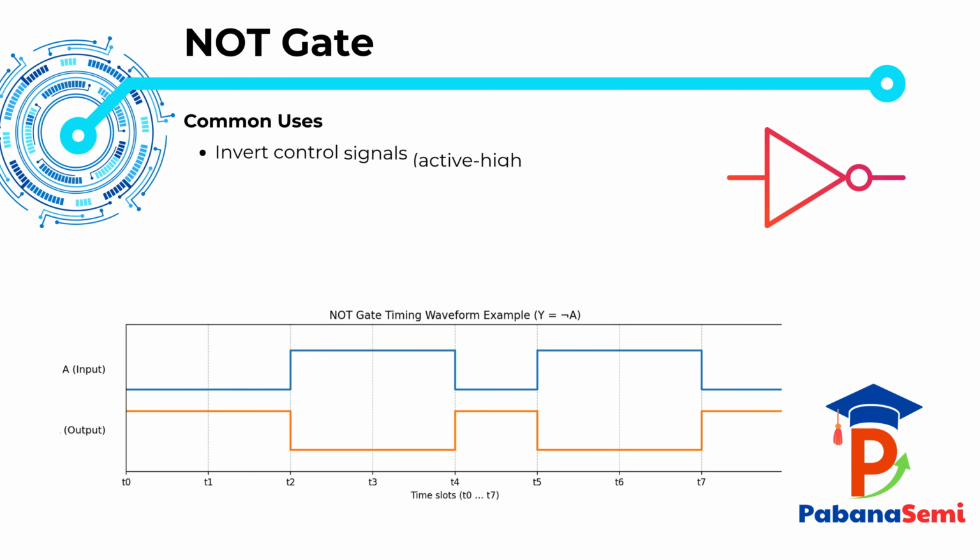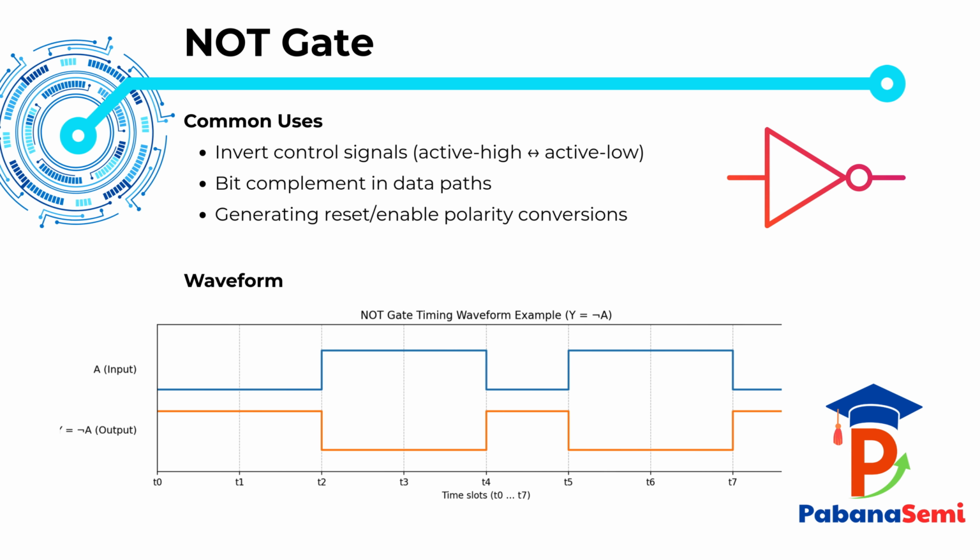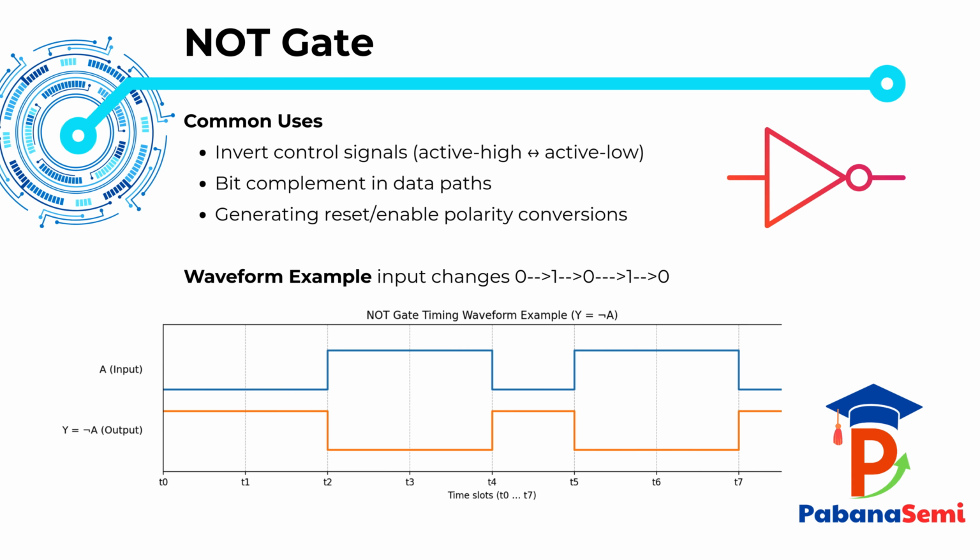A NOT gate is commonly used to invert control signals. Many systems utilize active high signals, whereas others prefer active low signals. Thus, an inverter helps us convert between them. For example, if a block expects an active low reset, but you have an active high reset available, a NOT gate can certainly generate the required polarity.